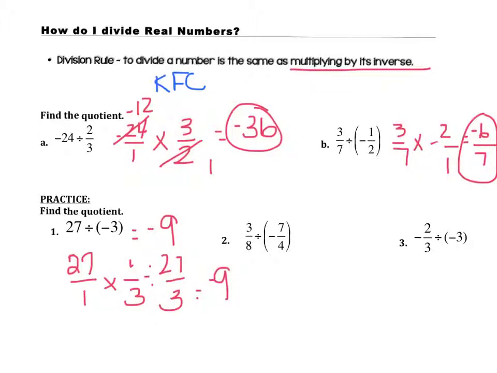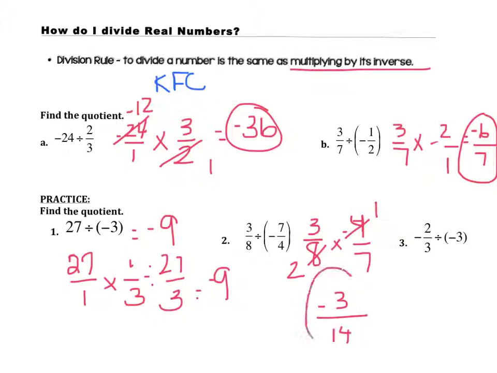All right, our next one, we've got 3/8 divided by negative 7 all over 4. 3/8 divided by, which remember is the same thing as multiplying by its reciprocal, negative 4 all over 7. All right, I'm going to cross cancel here, giving me 1, giving me a 2. So now I'll multiply across. I've got 3 times negative 1, which is going to be negative 3. 2 times 7, which is 14. So my answer for this one is negative 3 all over 14.